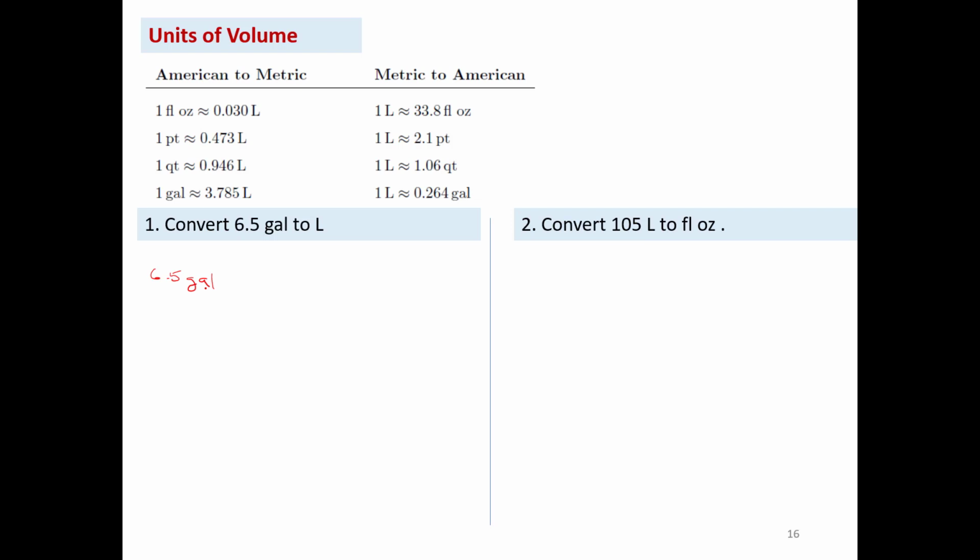And gallons to liters. Then we can use either this conversion factor or this conversion factor. Yes, we can use this one or this one. And let's use this one. 1 gallon is about 3.785 liters. Then how do we need to write this one? Let me write here the conversion factor we are going to apply. 3.785 liters. And 6.5 gallons.